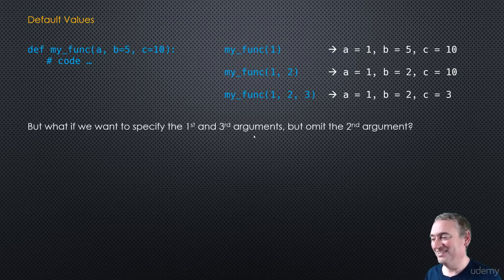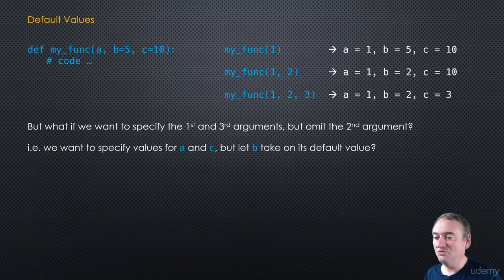But here's the thing now. What if we want to specify the first and the third arguments, but omit the second argument? So we want to call myfunc, we want to specify a value for a, we want to specify a value for c, but we want b to take on its default value. How might we do this? How do we specify a and c, but let b be the default?